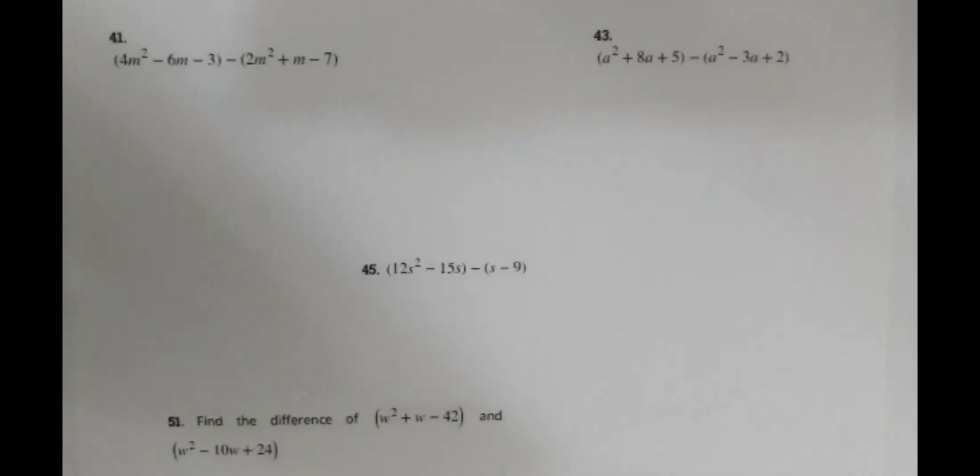So what do you got for 41? I got 2m squared minus 7m plus 4. Okay, yeah, I got that too. Let's see here. Yeah, those two are fine. 11. Okay, make sure I got this.